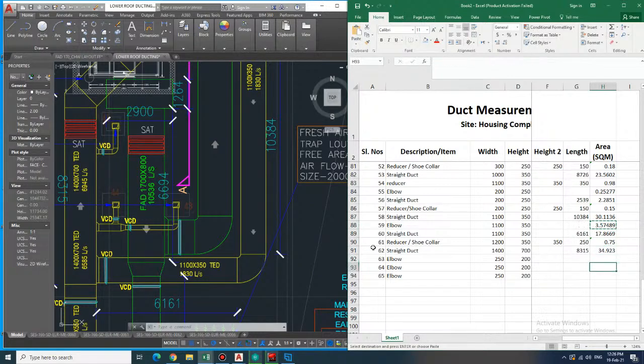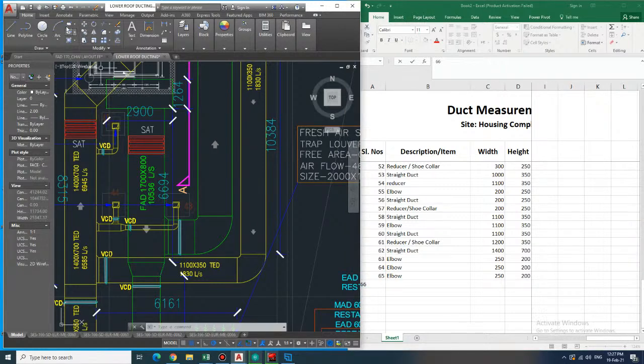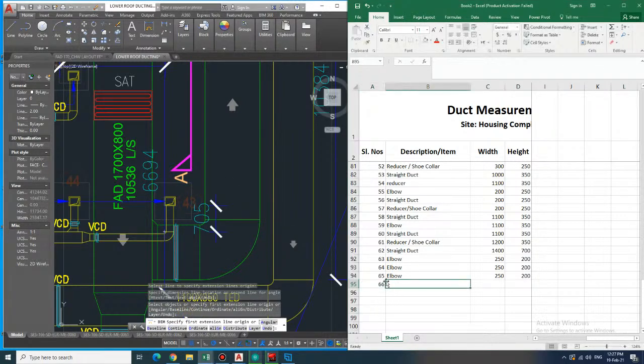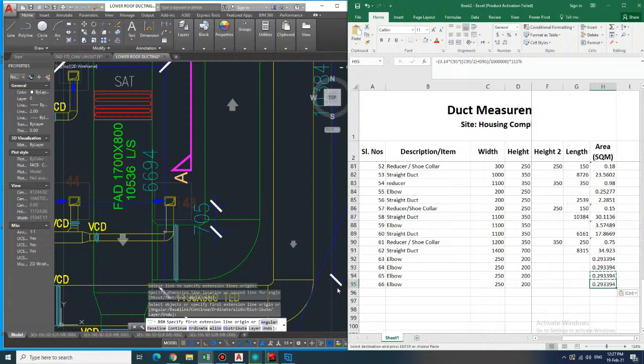We'll take the equation and put it here. Then 66 will take this length. Actually this elbow also we can add here. One more elbow is here, so that elbow will be added here. So that also will come here.